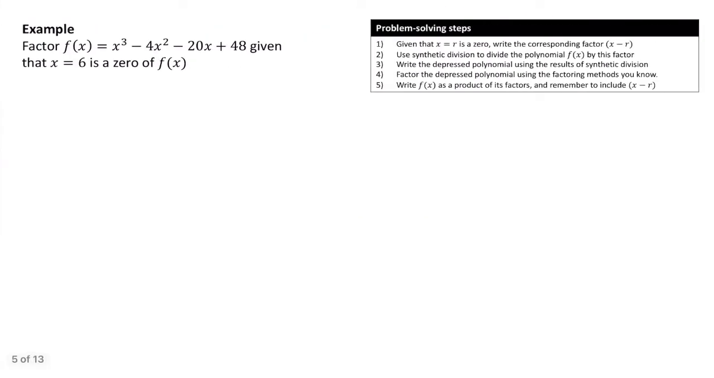So let's see what that looks like. Let's try factoring f of x equals x cubed minus 4x squared minus 20x plus 48, given that x equals 6 is a 0. So you can see that this is a third degree polynomial, so we know it should have 3 zeros. But all they've done is told us one of the zeros. Well, this 0 at x equals 6, we know that corresponds to a factor of x minus 6. So I'm going to perform synthetic division here, and so let me make sure I don't have any skipped terms.